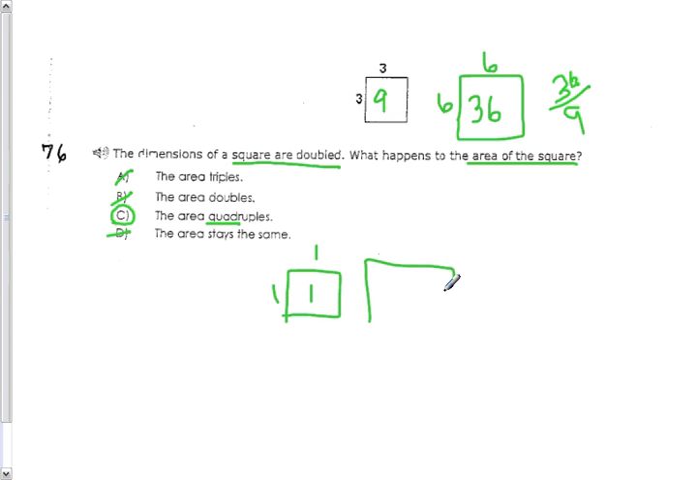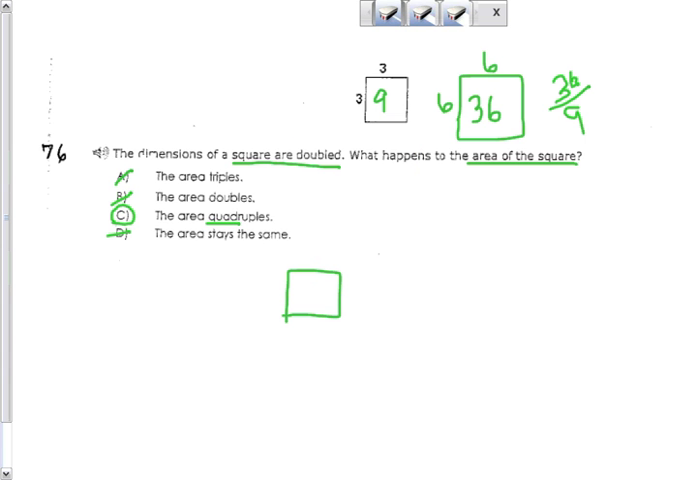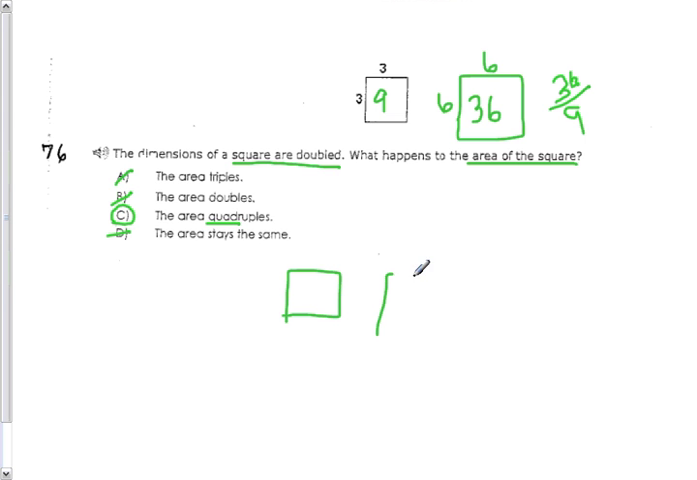And if we double that, oops. Look at all that going across the screen there. Let's undo all that writing. There we go. Boy, just start all over here. So now we have 1 by 1 and a 2 by 2. This is real easy to work with. So that's 1 and this is 4. And so the area quadrupled there.